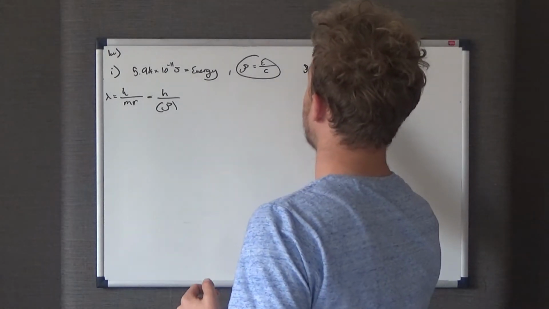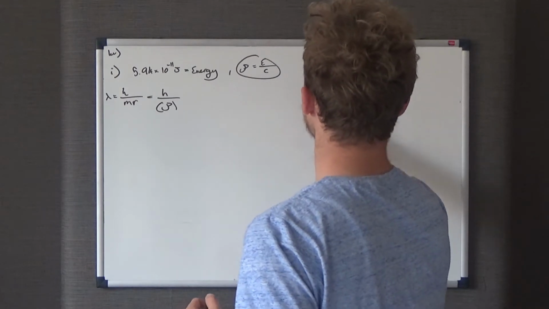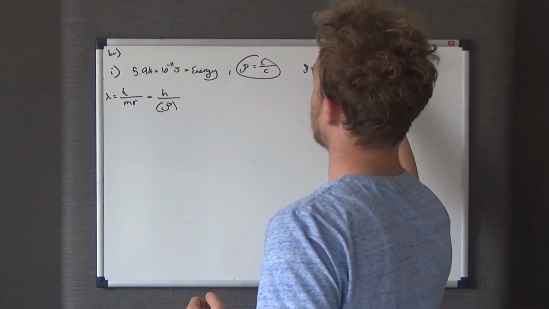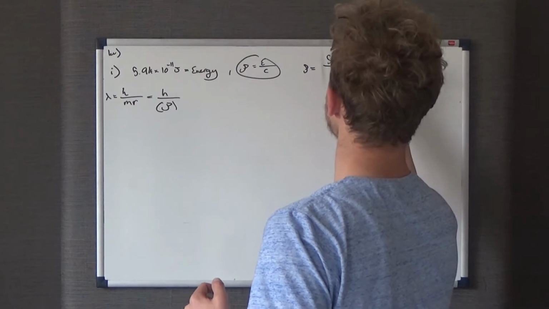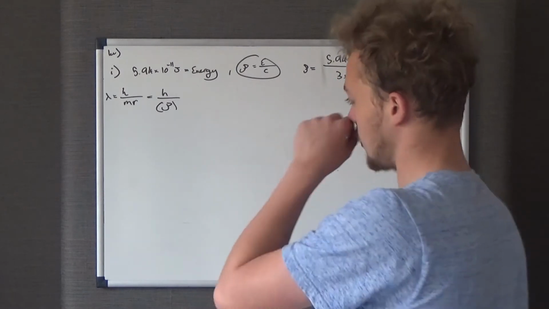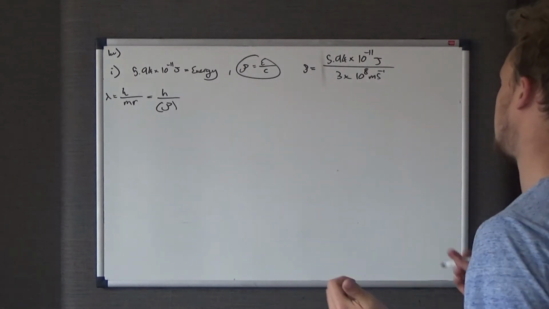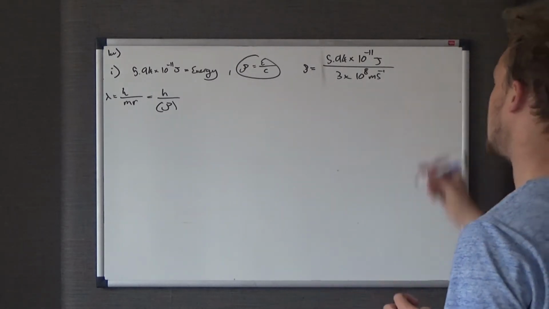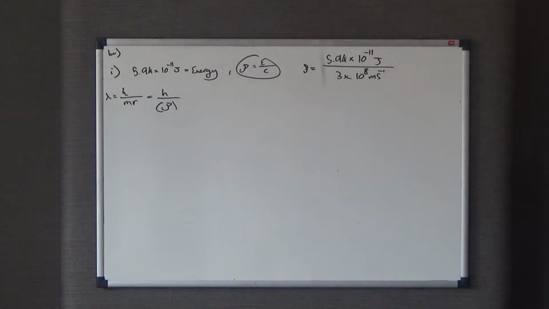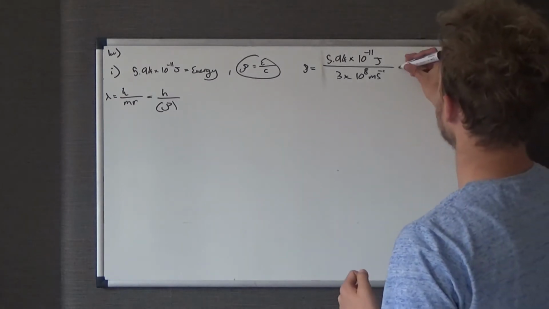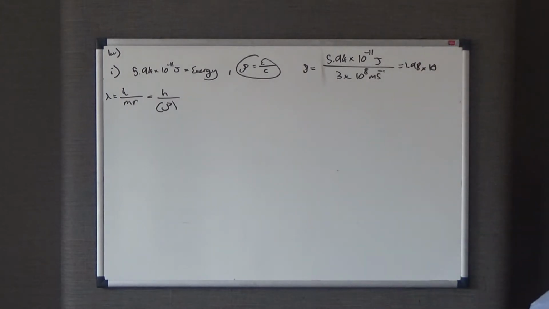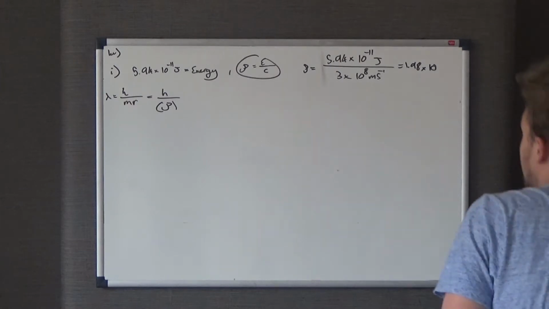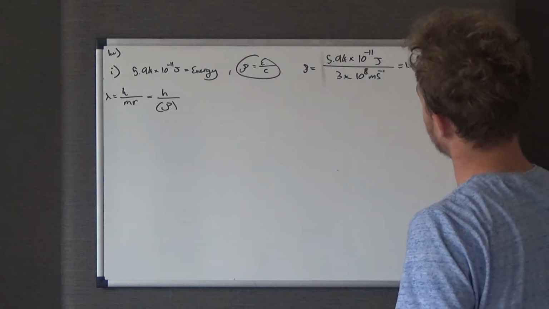So let's first work out the momentum, which is 5.94 times 10 to the minus 11 joules over 3 times 10 to the 8 metres per second. Now you don't need to put the units for this, but it's up to you. That will get you your momentum. It should be equal to 1.98 times 10 to the minus 19 kilogram metres per second.